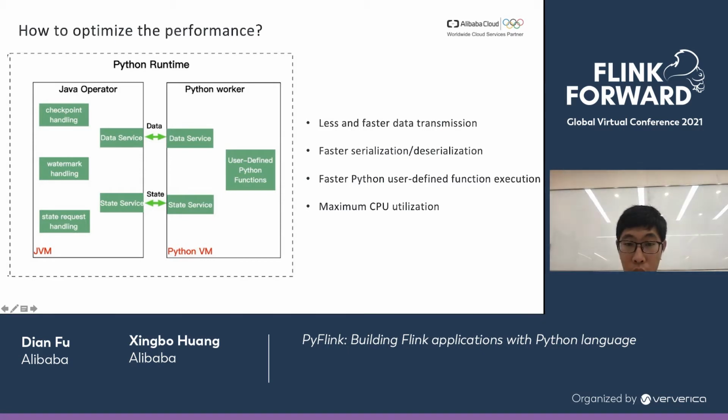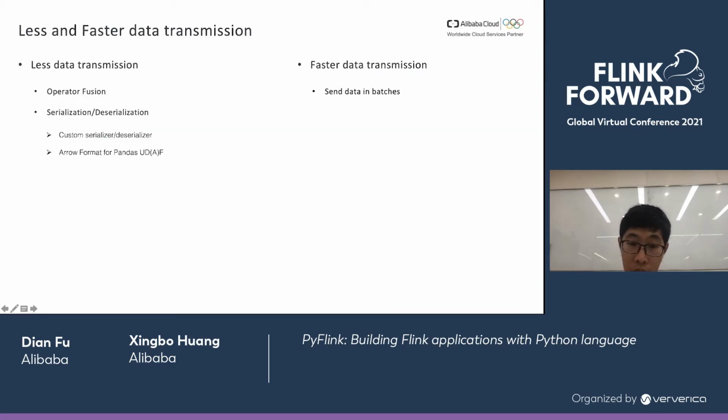Finally, we hope to maximize CPU utilization rather than having the CPU idle for a long time. Okay, these are the four major aspects we think about to optimize our Python runtime. Next, we will introduce them one by one. Firstly, let's talk about less and faster transmission.